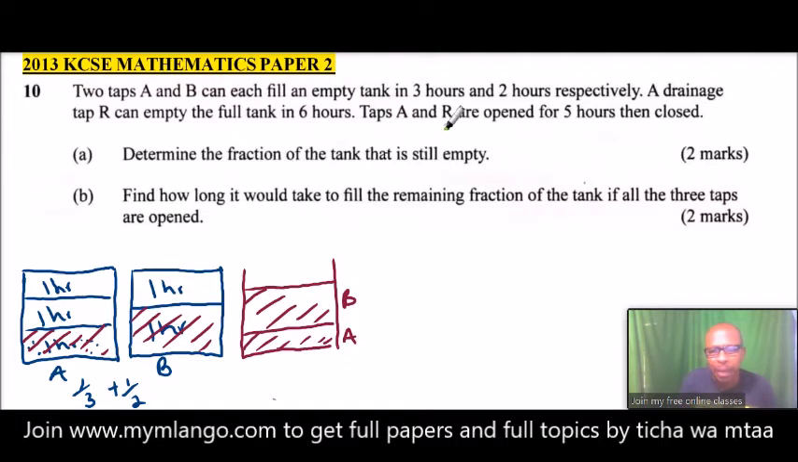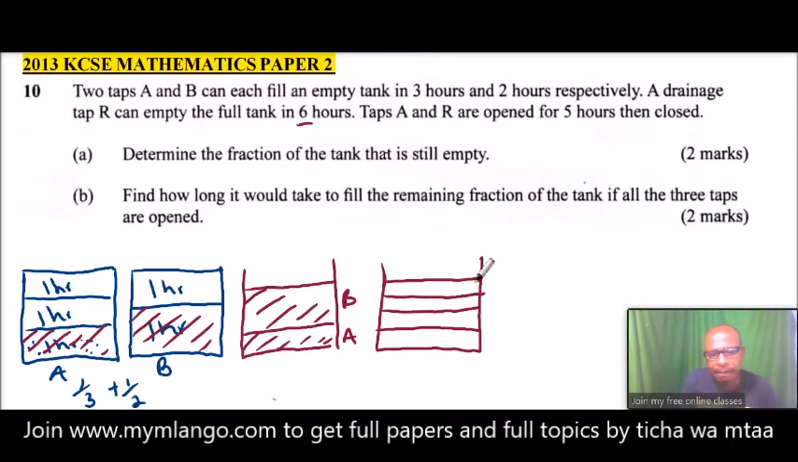Let's look at R. We are told that tap R can empty the tank in 6 hours. This means that if we draw a sample tank and divide the same tank into 6 equal parts, this is 1, 2, 3, 4, 5, and we add another one. So it means this is R. In 1 hour, I can use a different color, in 1 hour, this will be removed from the tank.